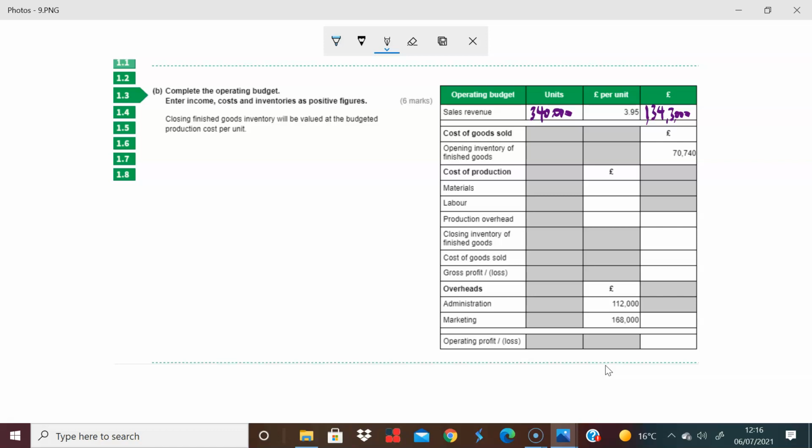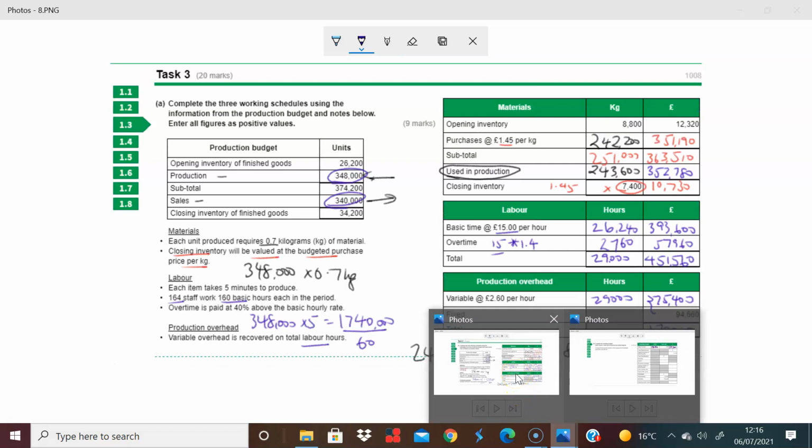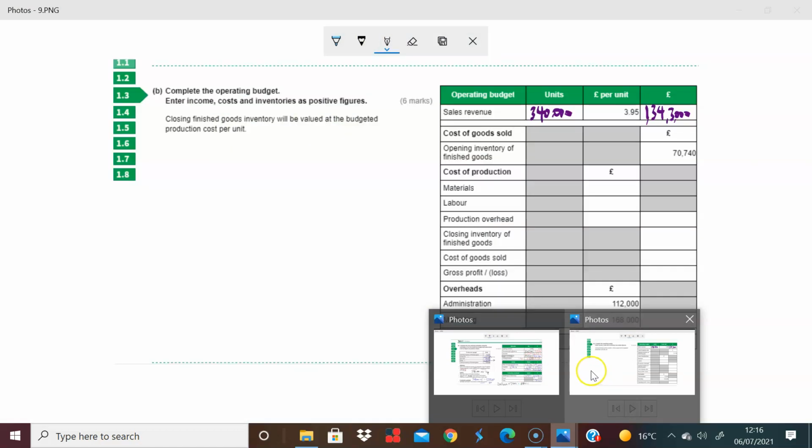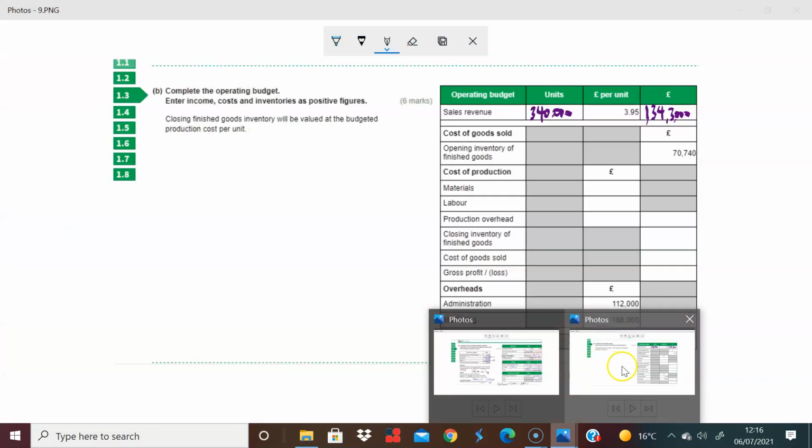So we've got our opening inventory of finished goods. Of course, that's again coming back here. In terms of the cost, it's given to us. Although we know what the units are, we are told what the cost is. That's fine. That's given to us. That's always been the case.